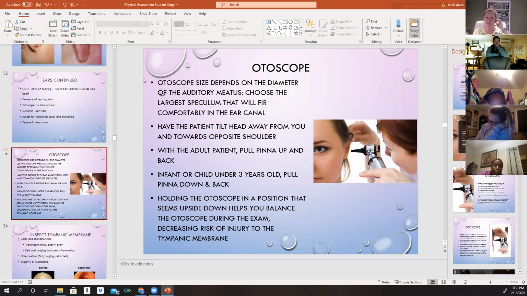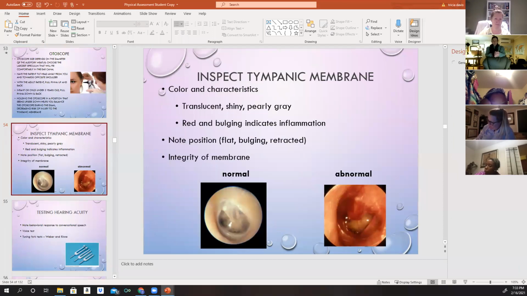With the adult patient, you're going to pull that pinna up. So this is the top part of the ear, the pinna. You're going to pull it up and back, and that's really going to help you look inside that ear. Now, if you're doing it for an infant or a child under 3 years old, you're going to pull it down and back. So with the adult, you're going to pull the pinna up and back, and with the child, it's going to be down and back. And you're going to hold the otoscope in a position that seems upside down to help you balance the otoscope during the exam. This decreases the risk of damaging that tympanic membrane inside the ear.